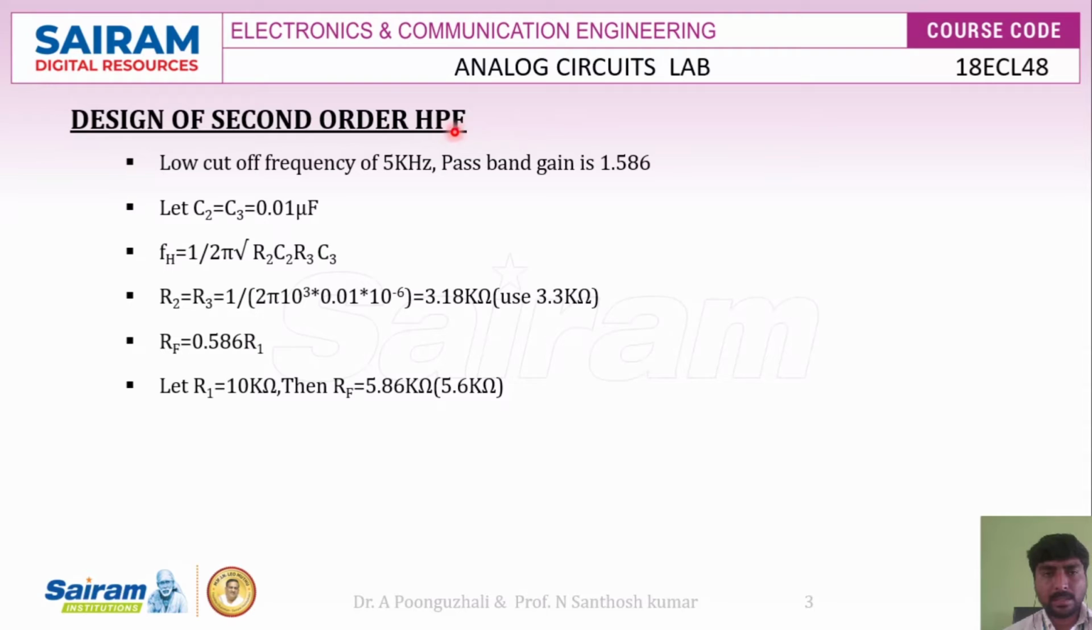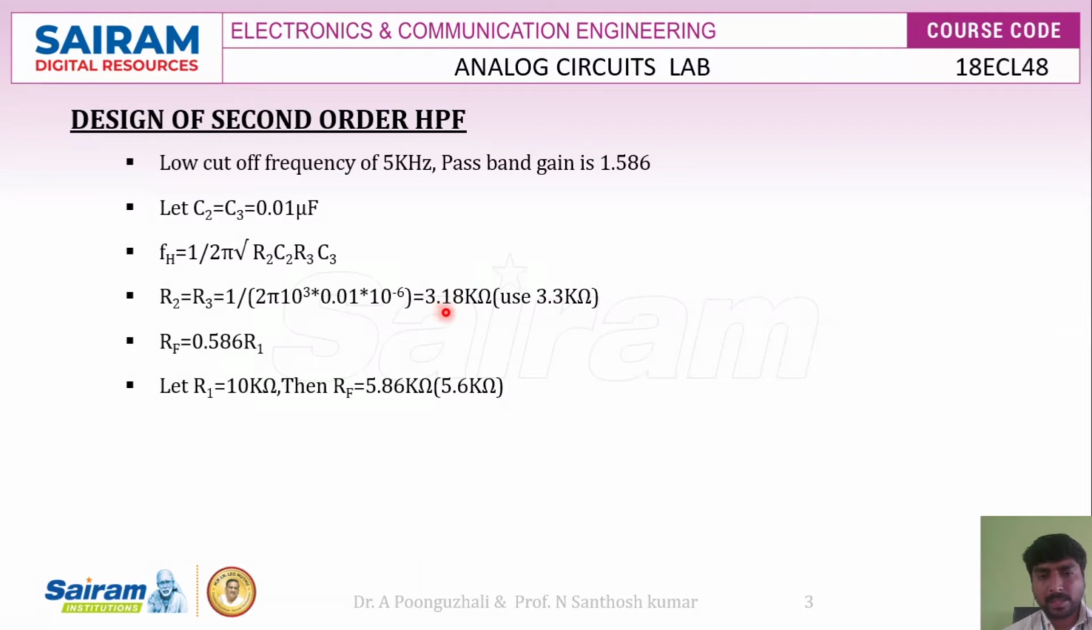So coming to the design of this high pass filter, we have chosen the lower cutoff frequency to be 5 kilohertz and the pass band gain of 1.586. Here we consider C1 to be equal to C3 and R2 to be equal to R3. The cutoff frequency is given by F equals 1 by 2 pi RC. Since C is equal to 0.01 microfarad and we know the cutoff frequency, that is 5 kilohertz, substituting that, we get R2 equals R3, which is equal to 3.18 kilo ohms.